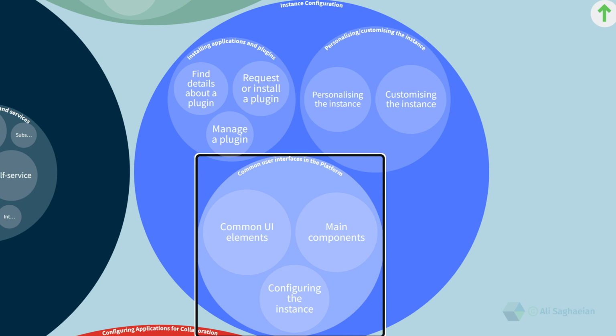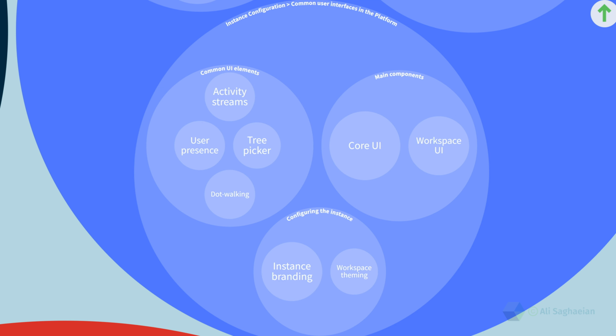The last subdomain, common user interfaces in the platform, refers to the commonly used UIs and portals on the platform, such as the Core UI, Next Experience UI, Workspace, and Service Portal. There could be questions about the common UI elements, such as the user presence. There could be questions about the main components of the Core UI and the Workspace UI, or just how you configure your instance branding or Workspace theming.